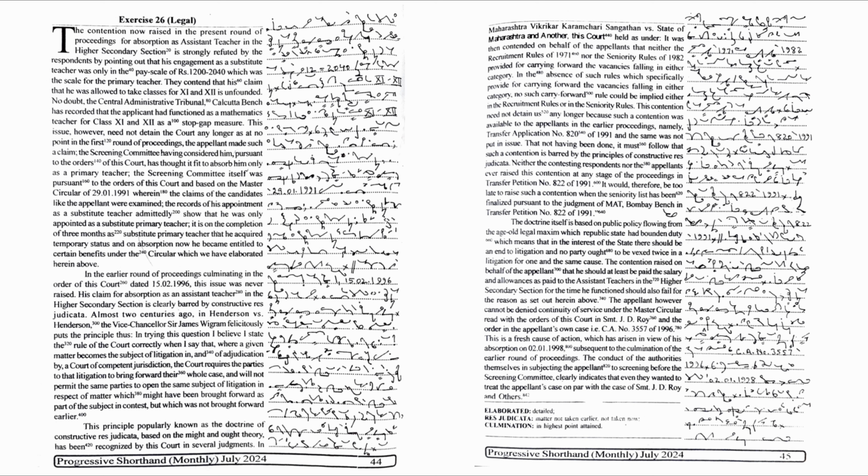The appellant, however, cannot be denied continuity of service under the Master Circular read with the orders of this court in Srimati J. D. Roy and the order in the appellant's own case, that is CA number 3557 of 1996. This is a fresh cause of action which has arisen in view of his absorption on 2 January 1998, subsequent to the culmination of the earlier round of proceedings.